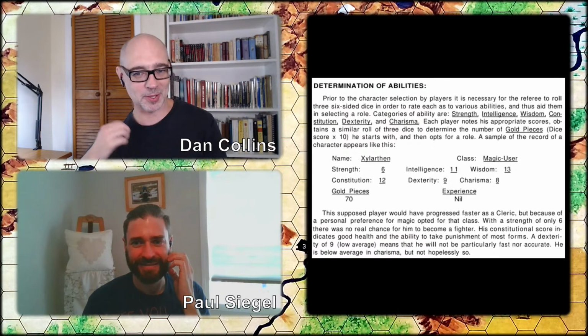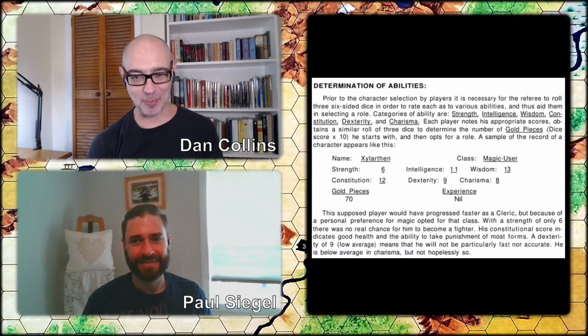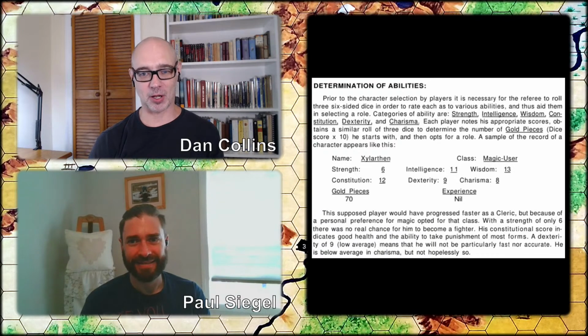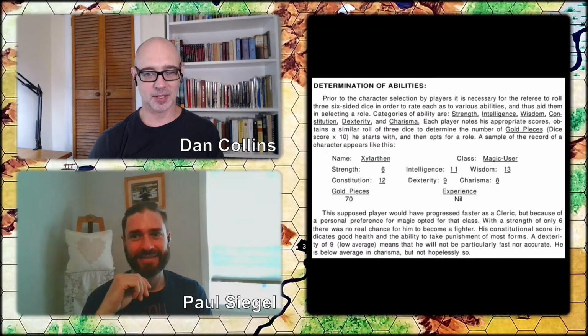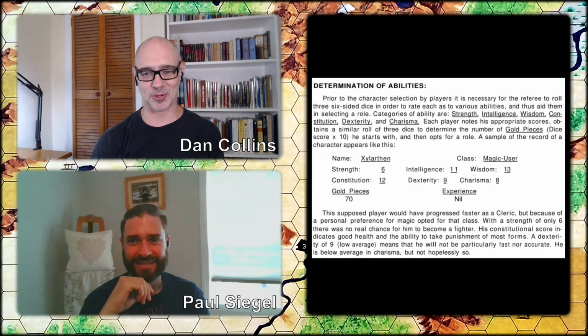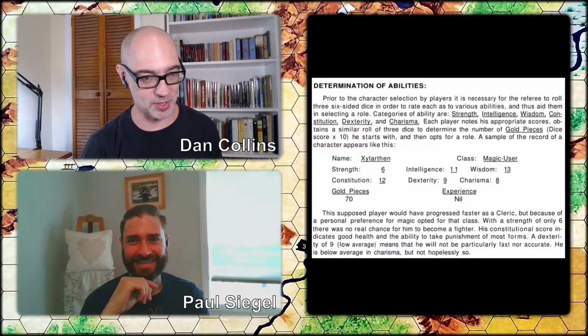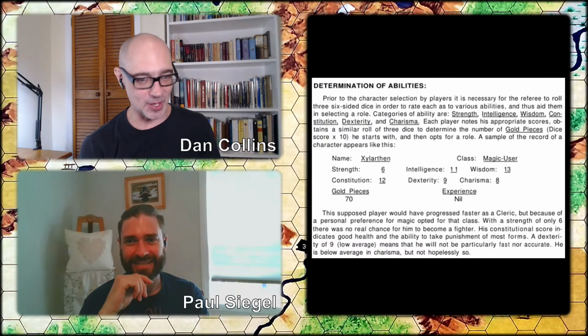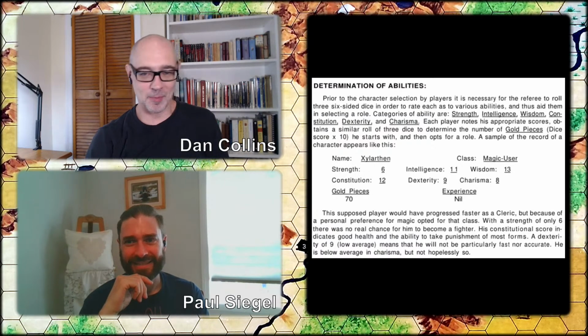Now, weirdly, the one example that you've got on there specifically calls out the abilities: 6 strength, 11 intelligence, 13 wisdom, and the player chose to play a magic user, we'd call a wizard now, and that was a mistake. They should have picked a cleric, dumb player, but that's on them.